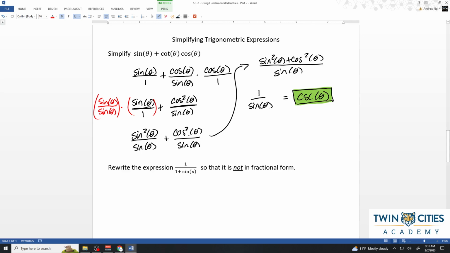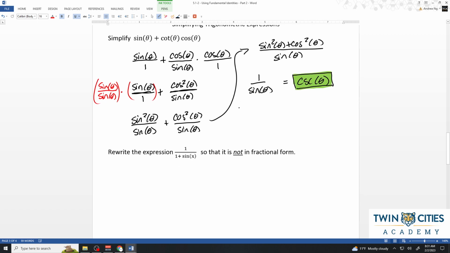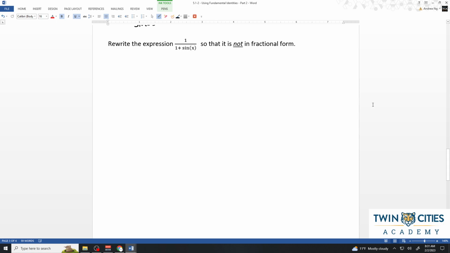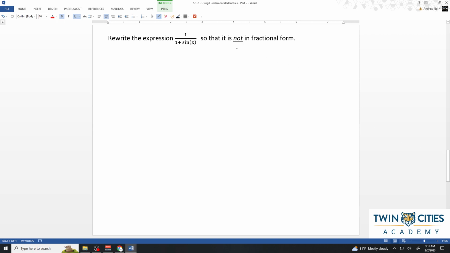All right, then one of the other things that you might have to do is rewrite some expression such as 1 over 1 plus sine of x so that it is not in fractional form, meaning I want to say what this is the same as without using any fractions anywhere. And ironically, what's going to happen here is I have to use a whole bunch of fractions to get us to a point where I can get rid of all the fractions altogether.